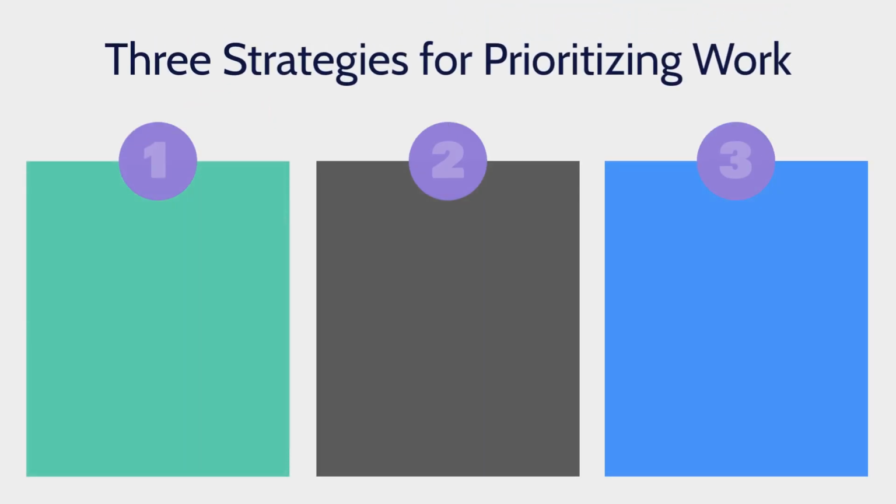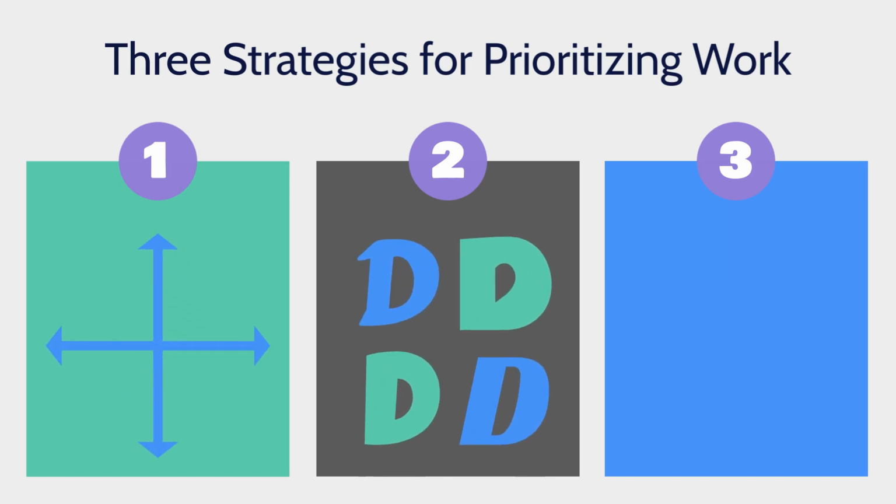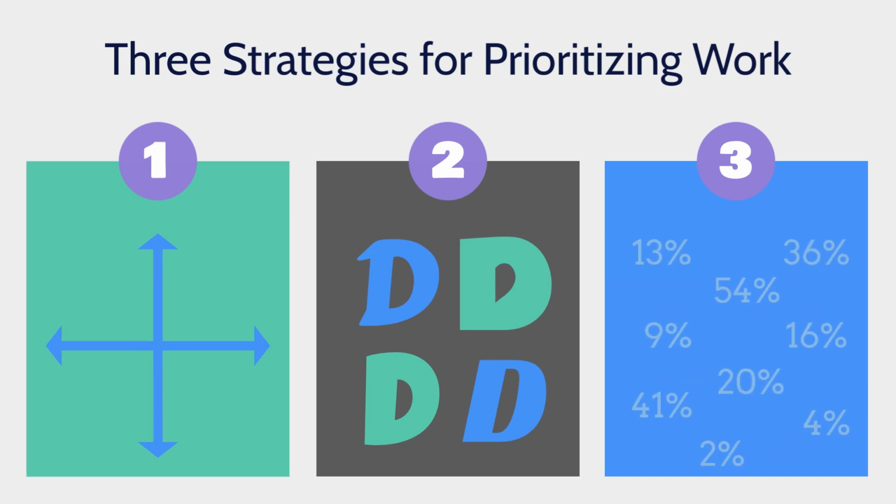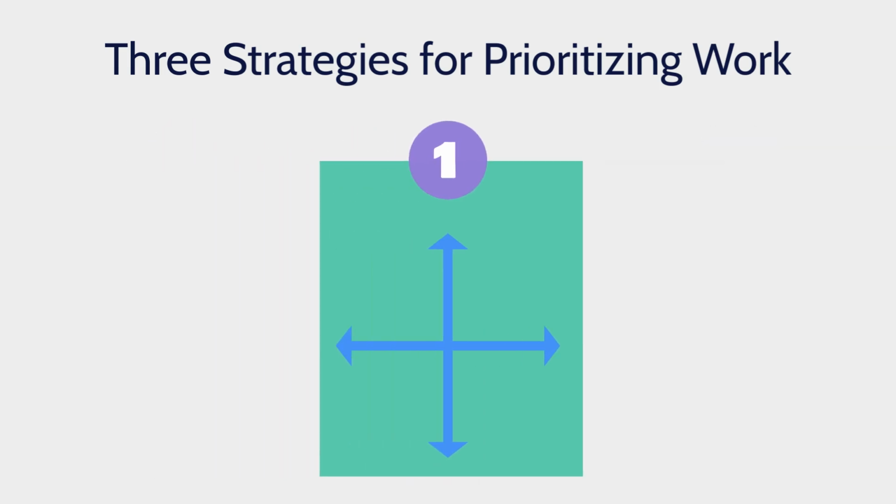There are 3 strategies you can use to help you prioritize your work: the priority matrix, using the 4 Ds to manage your to-do list, and finding your 20% task. Let's start with the priority matrix.